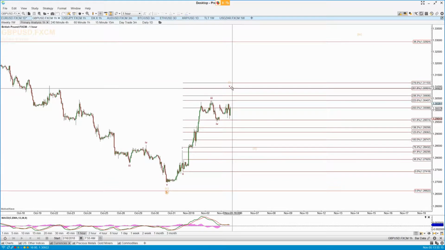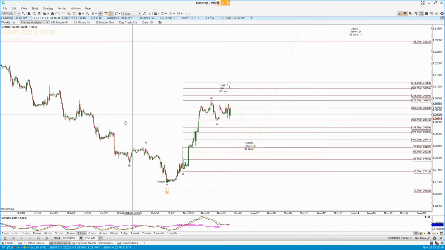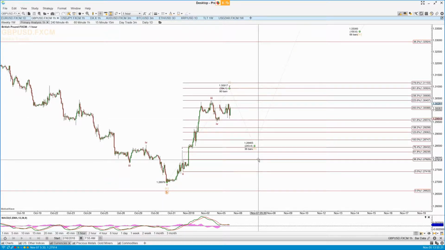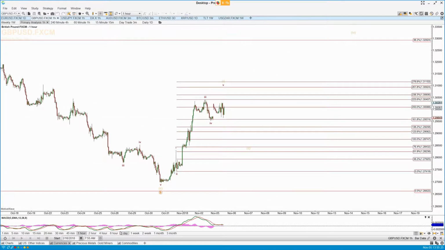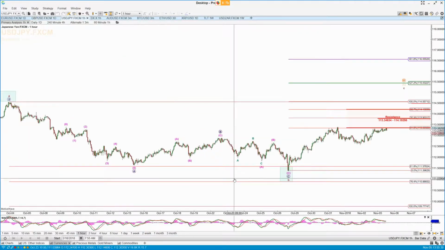Cable this morning, so I'm just looking for this last push up to complete the 1 of the C wave of the larger degree 2, then we should get a pullback. It's held where it needed to for the 4. So on the daily chart, what I'm looking for is this to be the 1, we get a pullback in the 2, then the 3, 4, 5 up into this target region before we start a much larger move to the downside in cable.